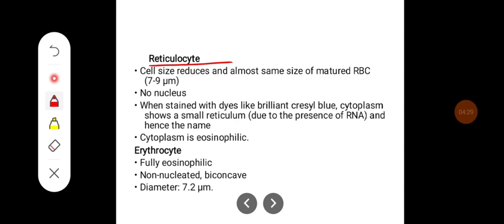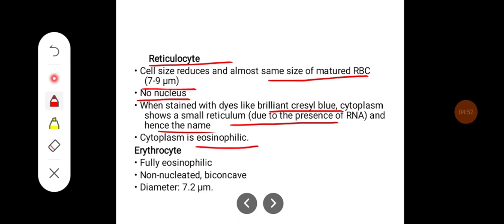Reticulocyte: the cell size reduces and is almost the same as that of a mature RBC, around 7 to 9 microns. There is no nucleus in the reticulocyte, and when stained with dyes like brilliant cresyl blue, the cytoplasm shows a small reticulum, due to the presence of RNA, and hence it is called a reticulocyte. The cytoplasm here is more eosinophilic, and then it matures to an erythrocyte. So the erythrocyte is fully eosinophilic, non-nucleated, biconcave, and the diameter is around 7.2 microns.